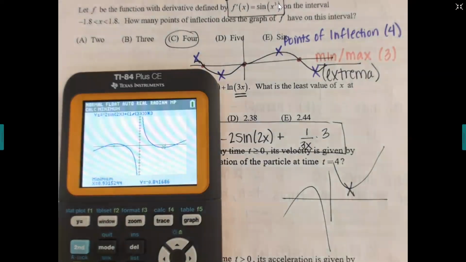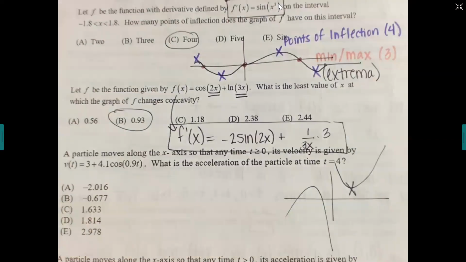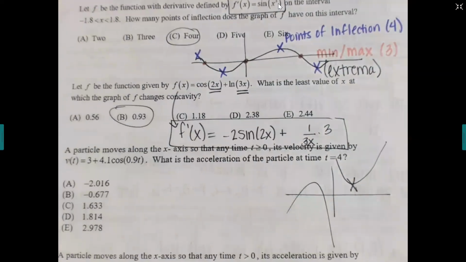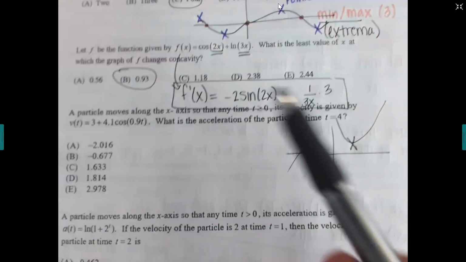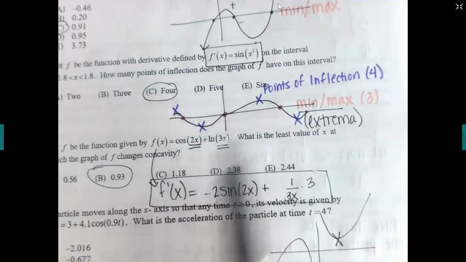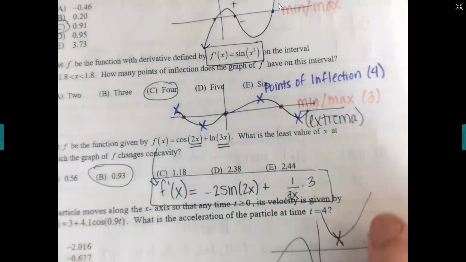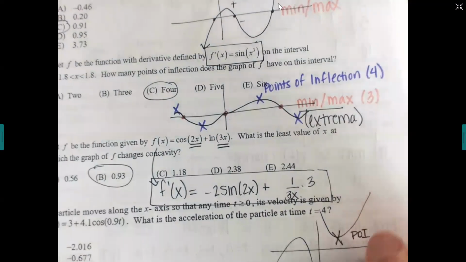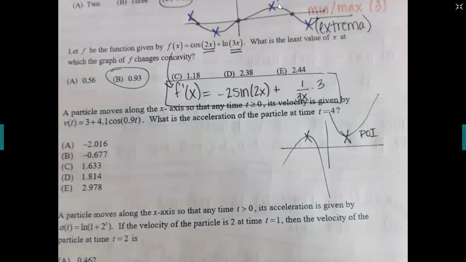So we got 0.93, which is answer B. The x-intercept change. Yeah. So you'd be looking for the points of inflection here and here. And then what would the x-intercepts be?